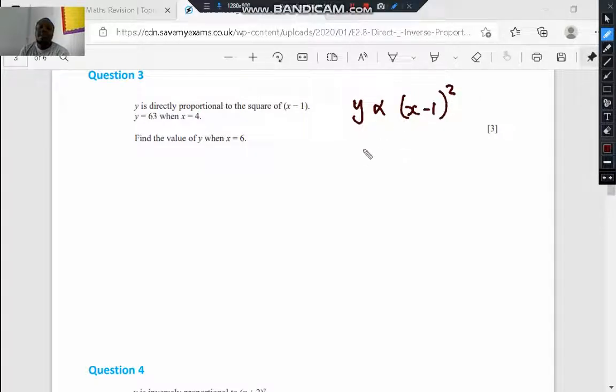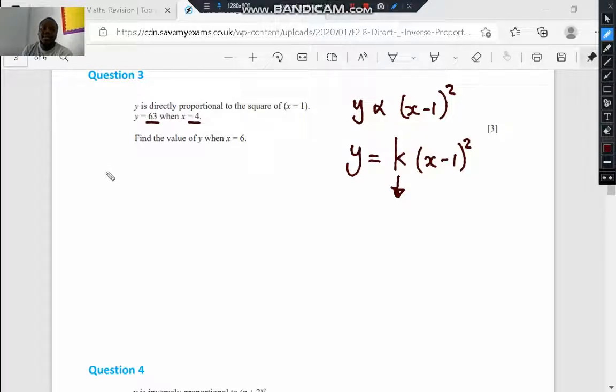This now, before we go anywhere, will imply that y is equal to some constant k multiplying the square of x minus 1. So right away, we are going to find information that will make us find the value of k, which is the constant of proportion. And that information is y equals 63 when x is equal to 4. So we need to substitute these values into this equation for us to find the constant of proportion.